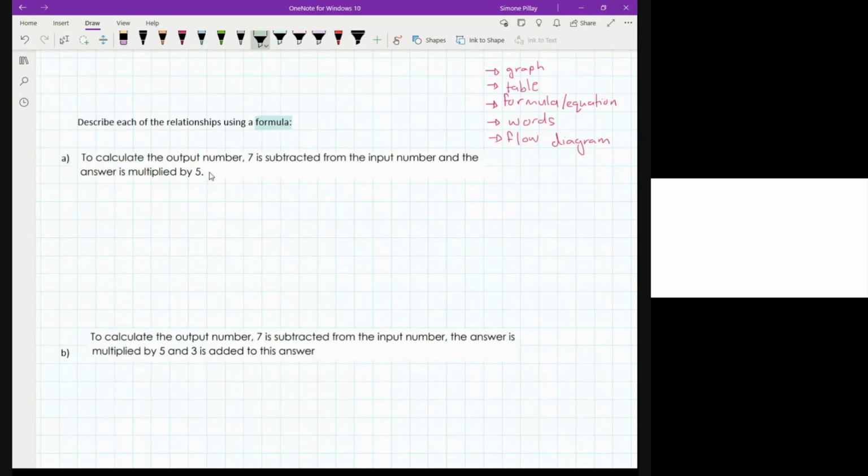Looking at A, it says to calculate the output number. Guys, when we have our formula, we want X's and Y's, okay? Is my output an X or is it a Y? What do you think? Output is a Y. Beautiful. Output is represented with a Y. So to calculate my output number, 7 is subtracted from the input number. What is my input number? Is it X or Y? It's an X, ma'am. Beautiful.